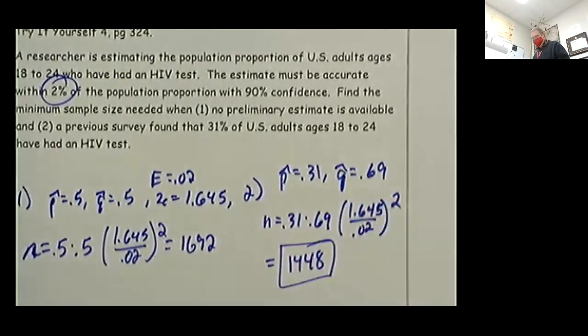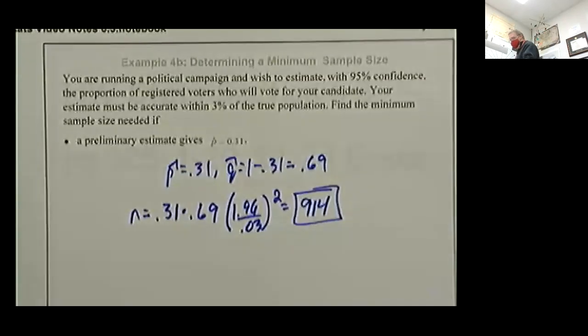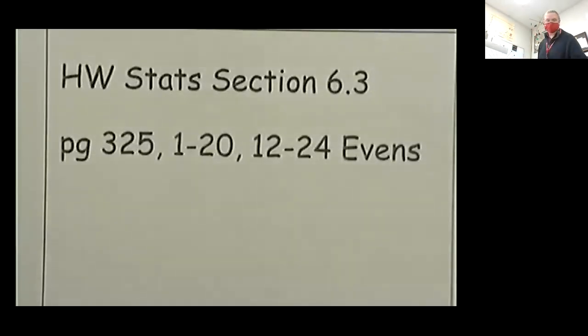Okay. That takes us through population proportion for a confidence interval. Homework for section 6.3 is 1 through 20, 12 through 24 evens.